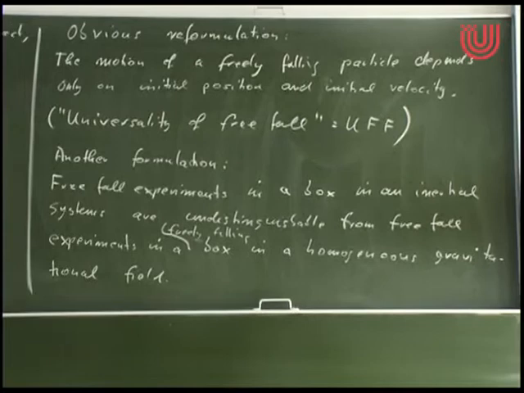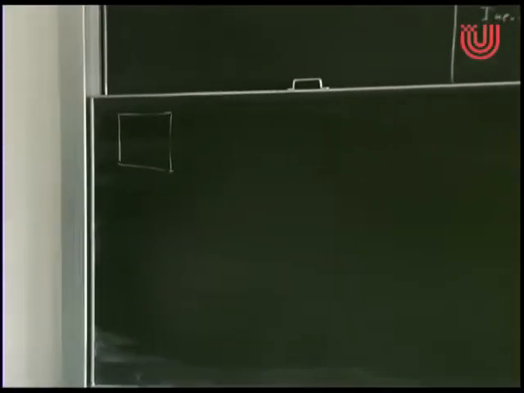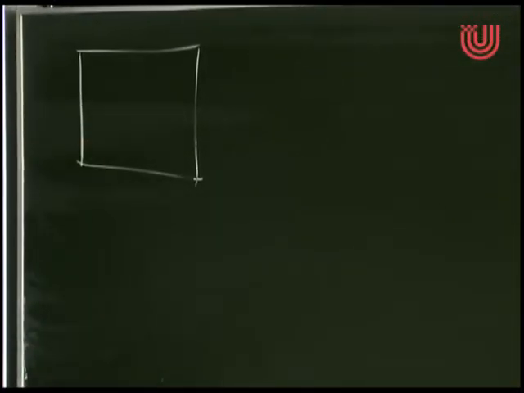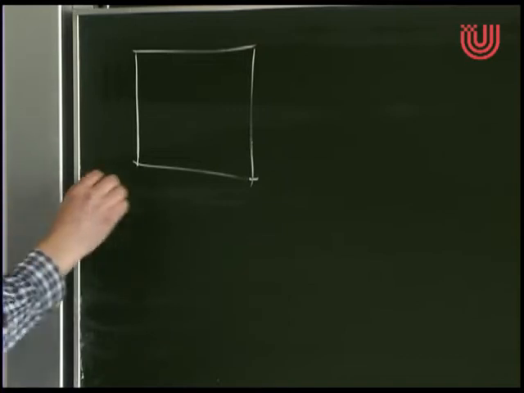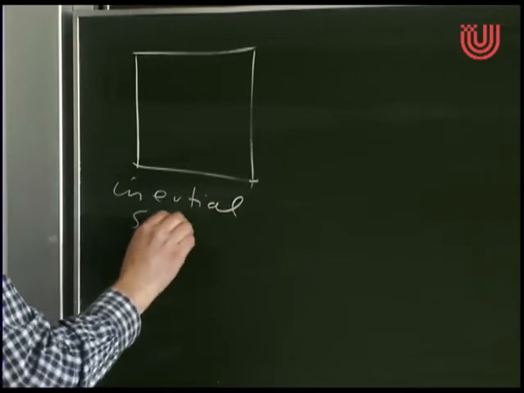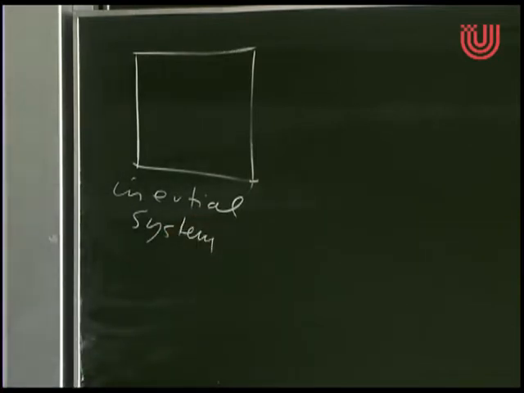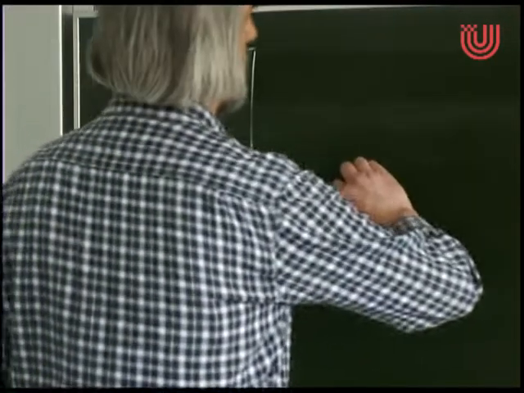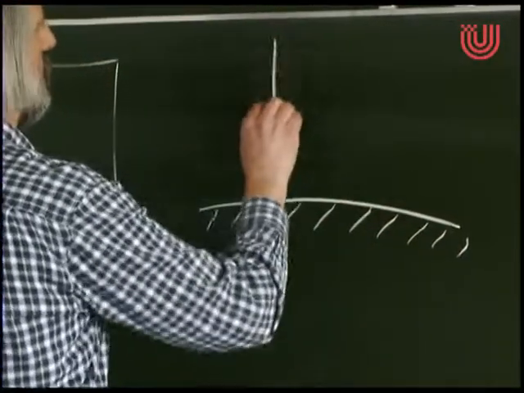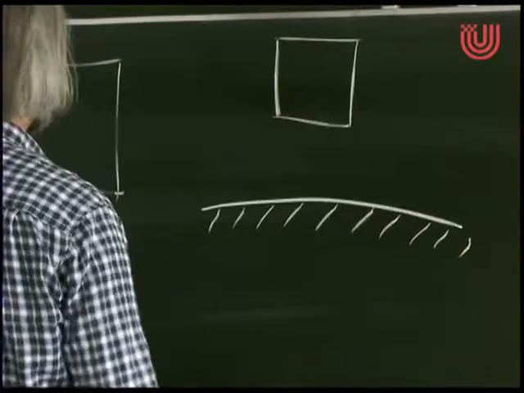So in the first situation, we have the box just in an inertial system. It's far away from all masses, no gravitational fields acting on the box, and it is just in inertial motion. And the other situation is that we are here on the Earth in a gravitational field.